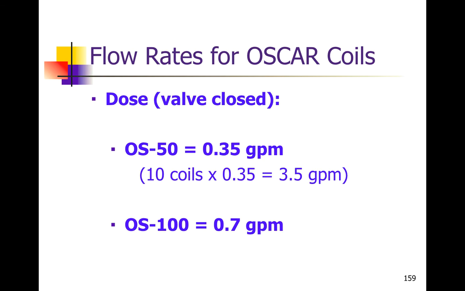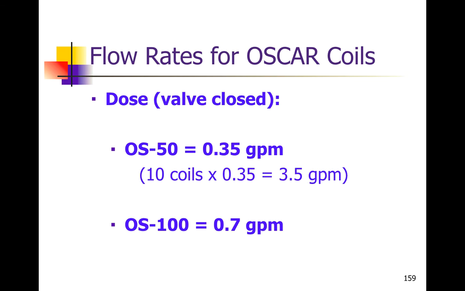In any event, each OS50 coil, or a 5-foot diameter coil, discharges at about 0.35 gallons a minute. So if you've got 10 coils in this system, you should have a flow rate of about 3.5 gallons a minute. Again, there'll be a little variation on that. A little lower, a little higher is not a problem. If it's much higher than that, like 4 gallons a minute, 4.5, 5 gallons a minute, you probably have a break someplace. Good news is it's going to be easy to find, even if you've backfilled the system, because the sand will get very wet and it'll surface virtually immediately.